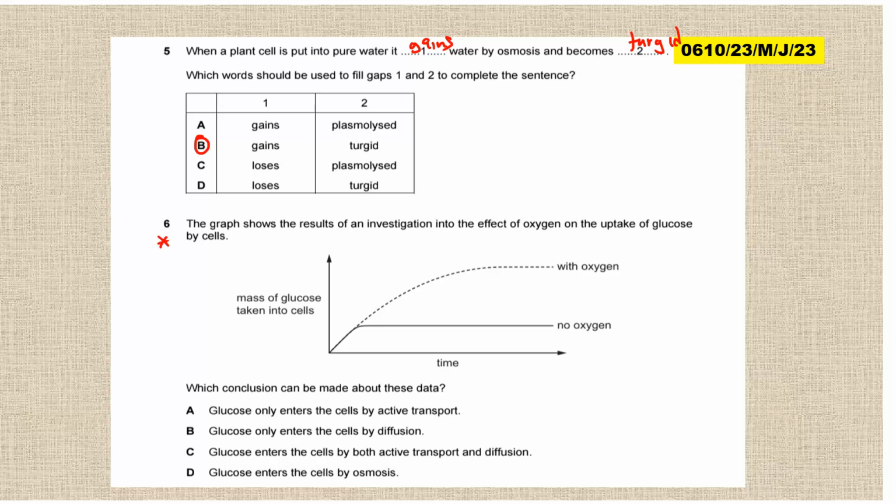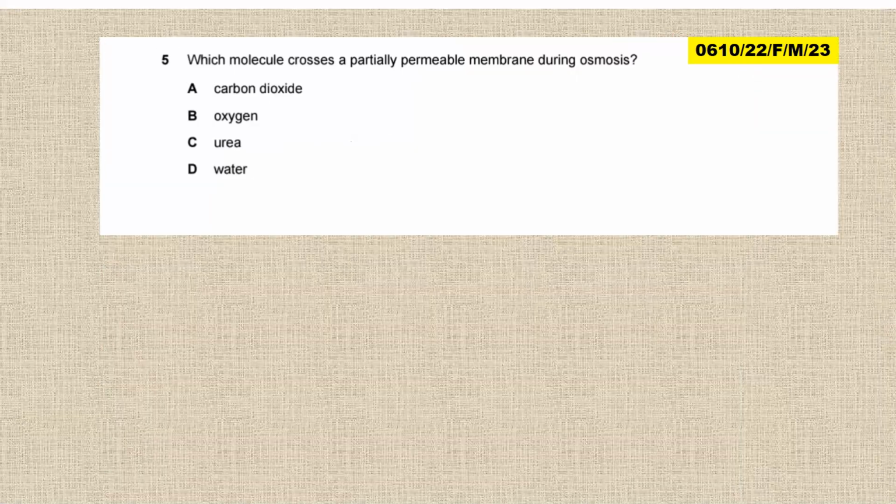Question 6. The graph shows the result of an investigation into the effect of oxygen on the uptake of glucose by cells. What conclusion can be made from the data? Before I even read the question or analyze the data, you are going to answer it. This one is coming from paper 2, variant 3, May/June 2023. What is the answer to this question, and provide the explanation so that every one of us will be able to learn, and also your colleague.